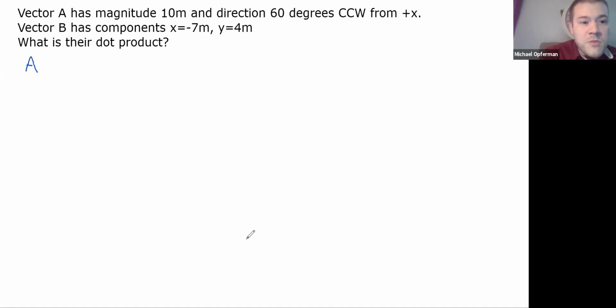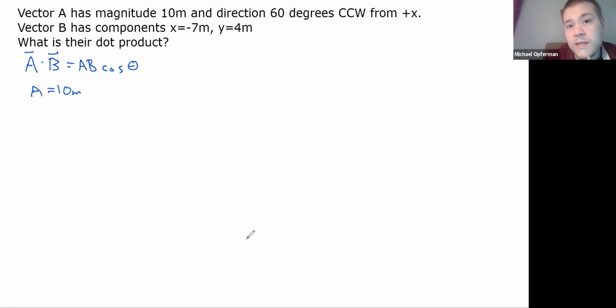So by that, I mean I want to do A dot B equals magnitude of A, magnitude of B times cosine theta. So there's three pieces of information we need: magnitude of A, magnitude of B, and theta. What are those three things? Magnitude of A is obvious, right? That's given in the question. Magnitude of A is 10 meters.